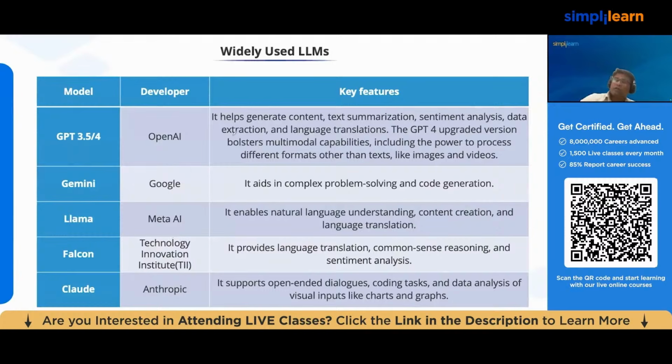Okay, so we already discussed that it has multimodal capabilities, including the power to process different formats like text, images, or videos. It helps to generate content, text summarization, sentiment analysis, data extraction, or language translations. All these examples we have seen yesterday. We have seen how we can convert one text to multiple other languages, or do sentiment analysis, text summarization, or data extraction. Data extraction we will see today, and how we can leverage it.